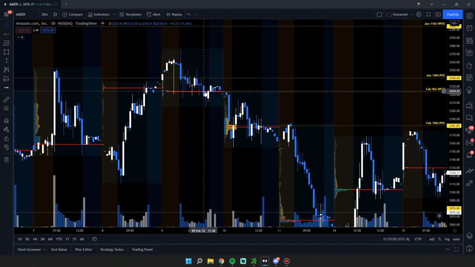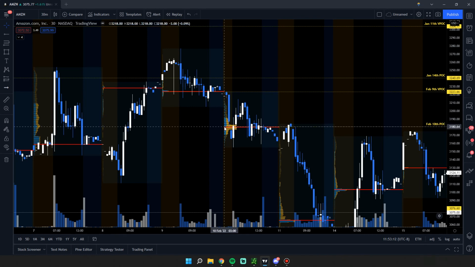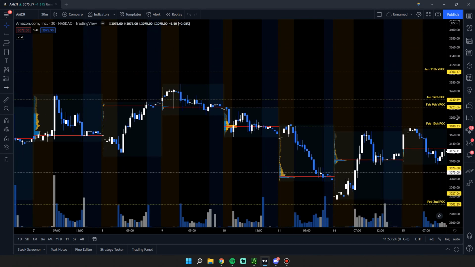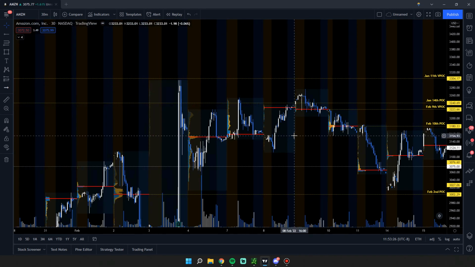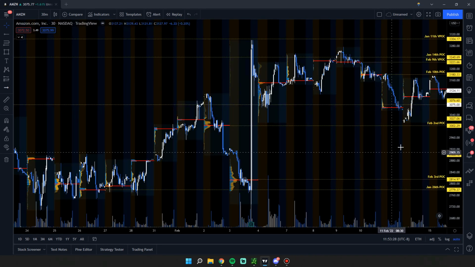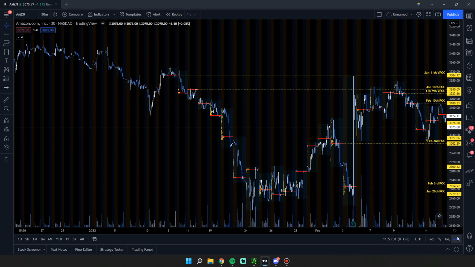Virgin points of control are going to be stronger than POCs, points of control. They act as stronger magnets for price action, and they'll be respected way more often than a point of control will. And in a minute, I'll explain all of that, and it'll start to make a lot more sense. So hopefully everybody understands the difference between a POC and a virgin POC right now.